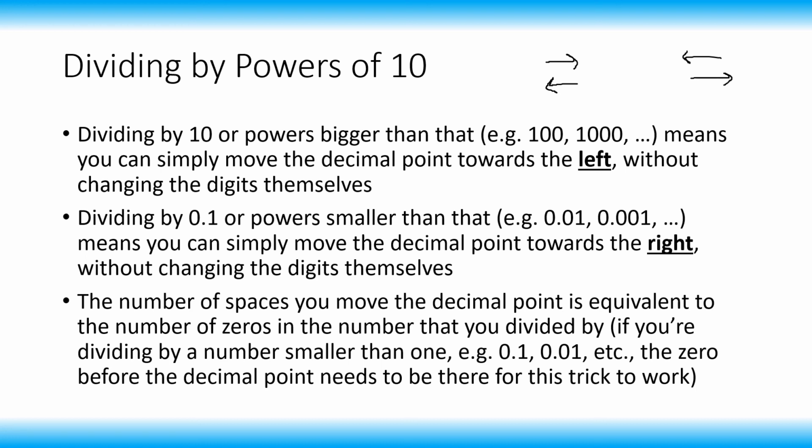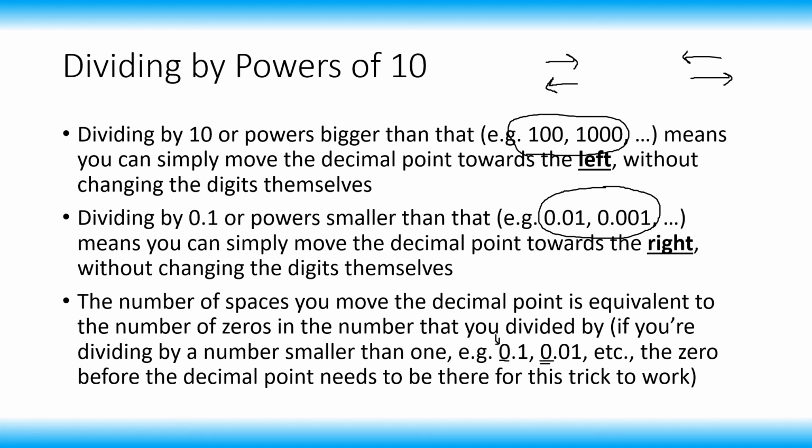So it's exactly the same idea if you're seeing multiplication or division by anything that's involving these kinds of numbers, then you can just use this trick and you don't actually have to do any math. It's just a matter of moving the decimal point and making sure that you move it the right number of spaces. The same trick applies here, that if you are using the 0 trick and you're dividing by one of the really small numbers, 0.1, 0.01, etc., you need to have that 0 that's in front.